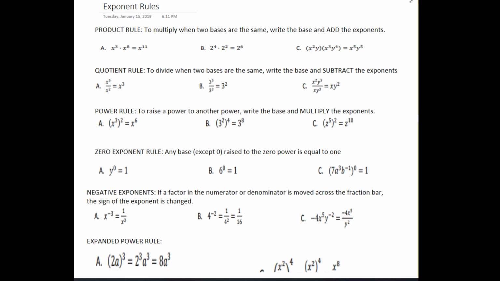Let's look at the first one. The very first one we have is the product rule, okay? And when we say product, we mean to multiply, right? Let's put that up there. Multiply. So to multiply the two bases, the two bases have to be the same.